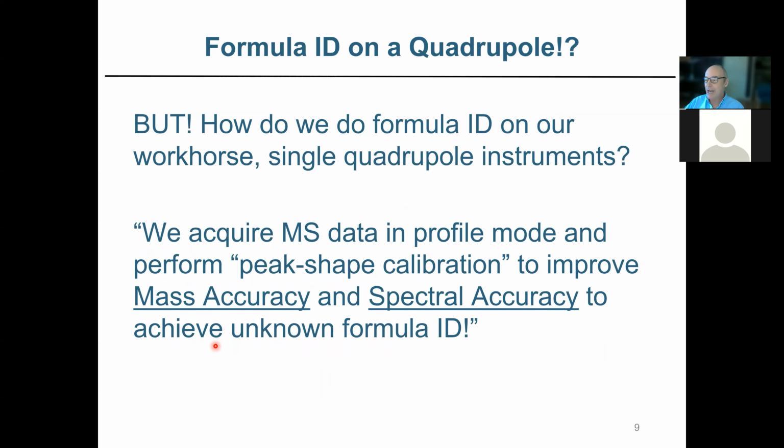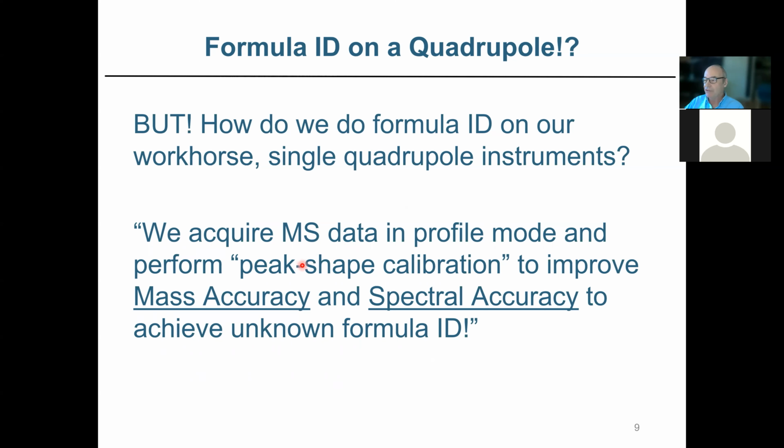But of course, how do we do this on a quadrupole? We have our workhorse GCMS instruments. They're single quad instruments, so how do we get formula ID? That's something that Cerno does, actually. That's how our company got started, by providing the ability to get formula identification from low resolution instruments. And it's relatively easy to do experimentally. What we do is we acquire the mass spec data in what's known as profile mode. We'll talk a little bit about that. And we perform something called a peak shape calibration on the spectral data.